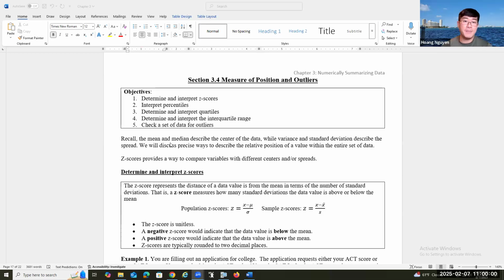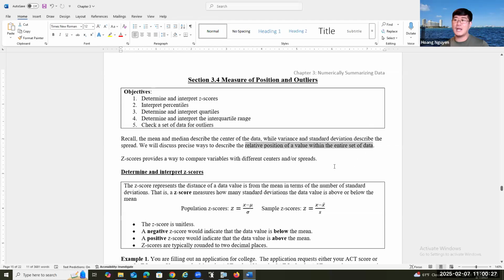Recall that the mean and the median describe the centers of the data, while the variance and the standard deviation describe the spread of the data. Now in this recording, we will discuss a precise way to describe the relative position of the values within the entire set of data. It will help you determine your position, how good you are compared with the rest of the data set.